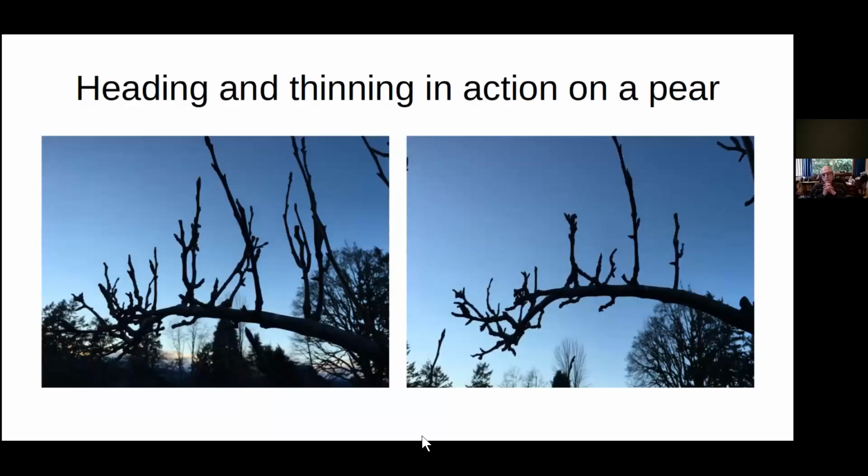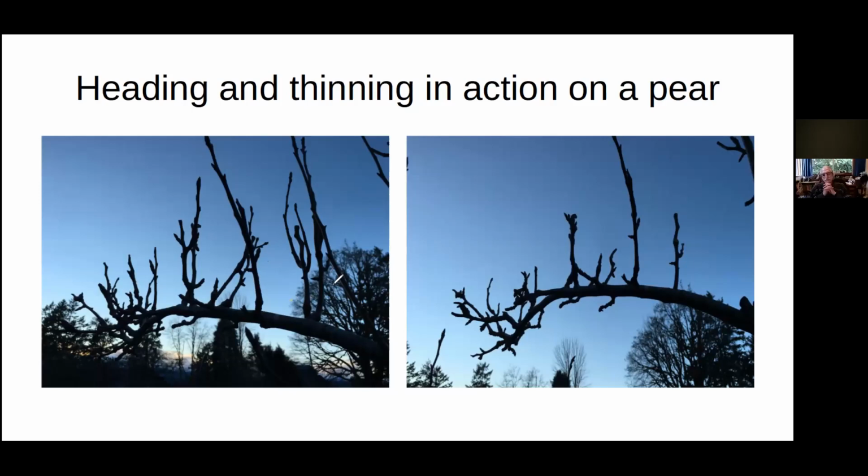Okay, this is another example of heading and thinning. So this is a pear tree. Pears are tricky. Pears and northern spies have a ton of upright growth. So pretty much all of these shoots are coming up at a pretty vertical angle, but there isn't a lot of vertical vigor here. There's a lot of fruit spurs, so it's pretty easy to tackle.